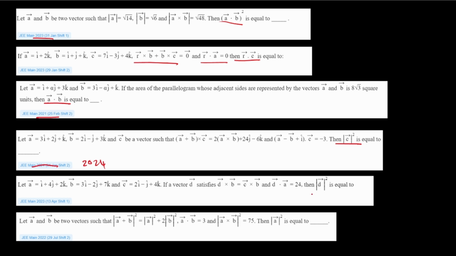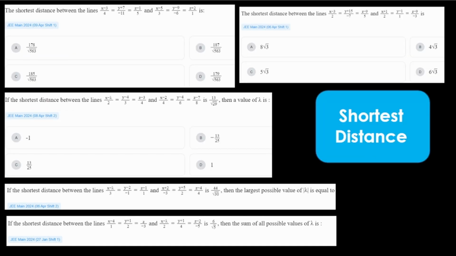This was asked again. Cross product, then you have a dot product, certain kind of combination. You can see the question is kind of different, right? But the concept you can see, three vectors will be given, satisfying certain conditions where cross product and dot product are involved, and it is asking us to find the modulus of D square or C square. This was asked in 2023, asked in 2024. This one, asked in 2022. So basically this kind of question was asked in 2024, 2023, 2022. Getting the point, right? Now comes the 3D geometry chapter.